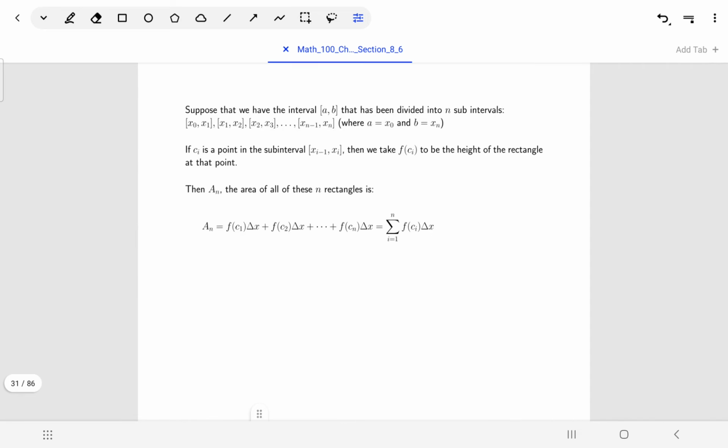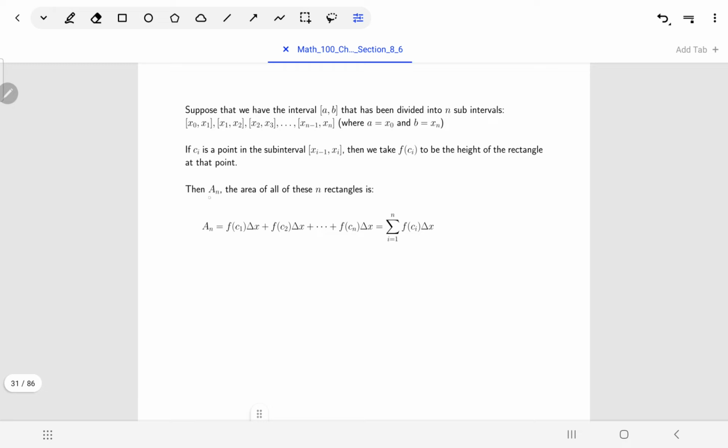So that's our idea. We've taken our interval from wherever to wherever, and we've sliced it into a bunch of subintervals. And ci is going to be whatever point we're choosing as the place where we find our y value. So whether ci is the left endpoint or the right endpoint or a midpoint, whatever it is, f of ci is the y value at that place.